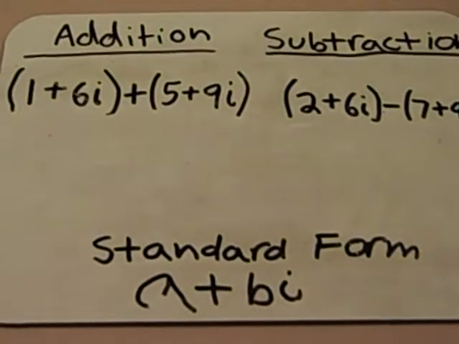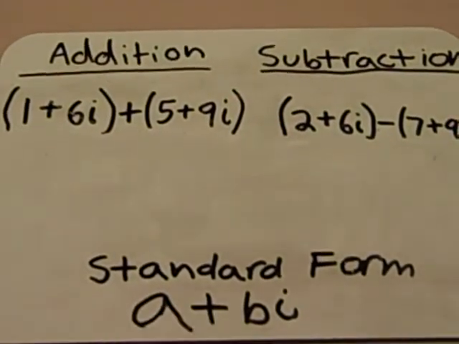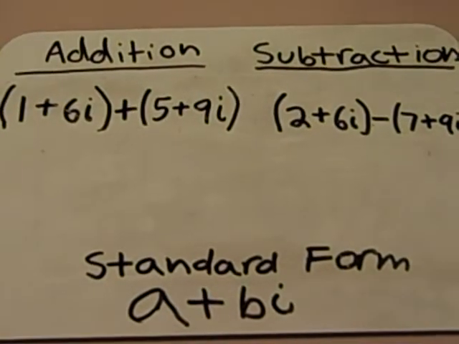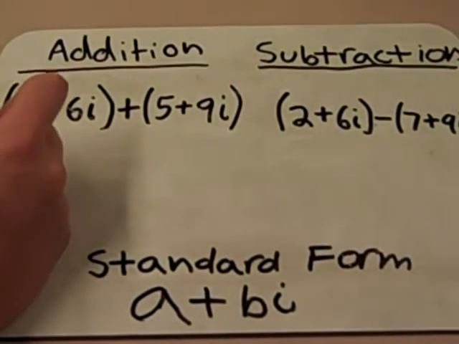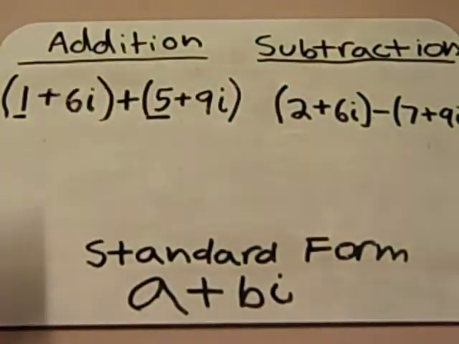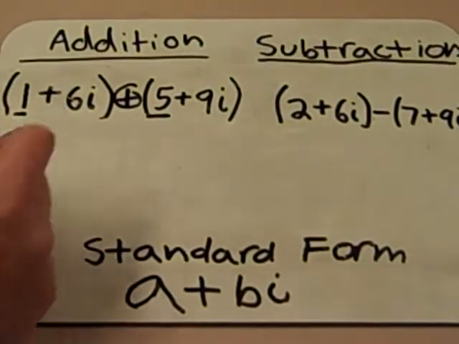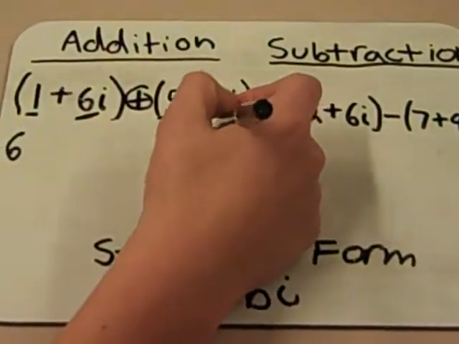Now that we know what complex numbers are, we can demonstrate how to add and subtract them from each other. When adding and subtracting complex numbers, combine like terms. So in the addition problem, the 1 and the 5 are the real terms. When added together, they get 6. The imaginary terms, 6i and 9i, when added together, get 15i.